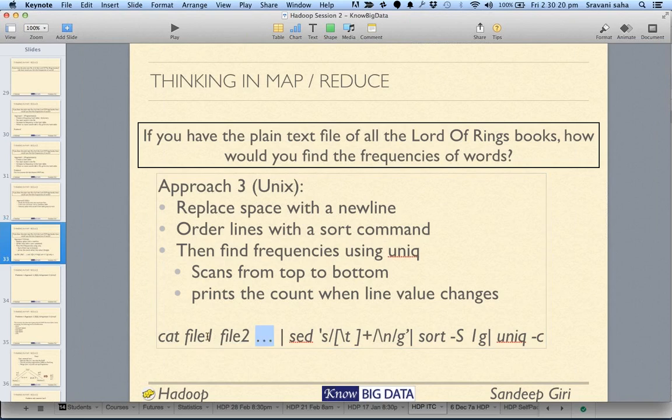So the first command reads all the file 1, file 2, file 3. Then the second command replaces the space and tabs with new line. The third command sorts the data by 1 gigabyte at one time and then merges it. So sort command sorts the data using 1 gigabyte of memory, and then unique command finds the distinct in the input data and prints the counts. Unique minus C prints the count of each distinct word. Sounds good to you? No?